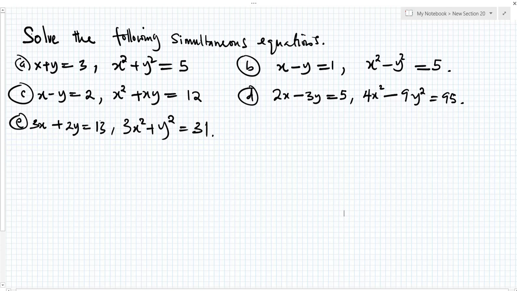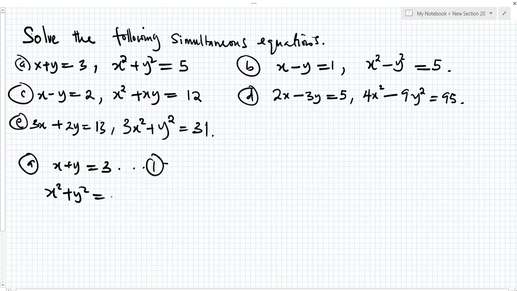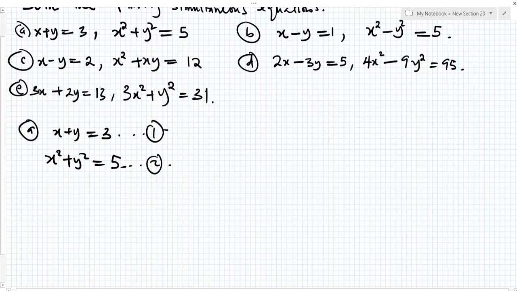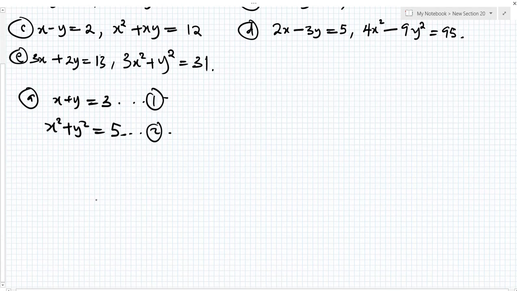Solving the following simultaneous equations, one linear, one quadratic. So now let's start with A. You have x plus y equal to 3, equation 1. You have x squared plus y squared equal to 5. So the second equation is like a circle with center 0 and radius square root of 5.